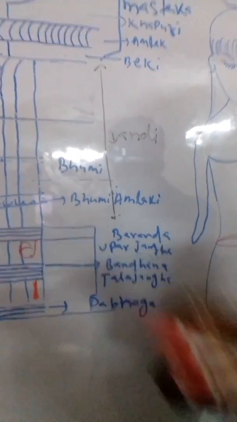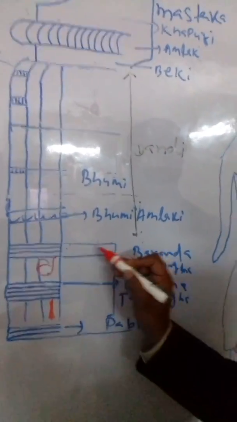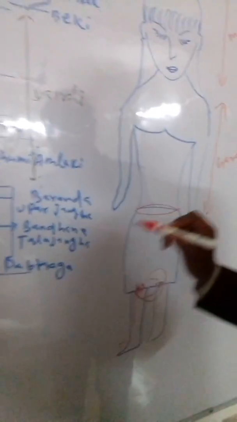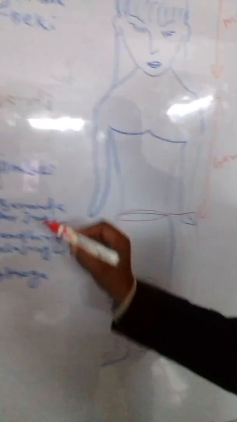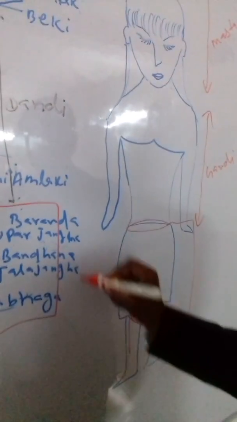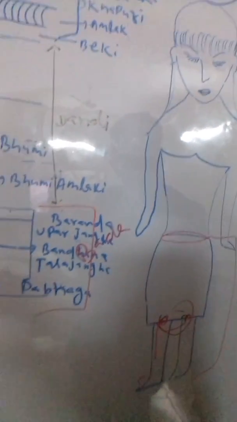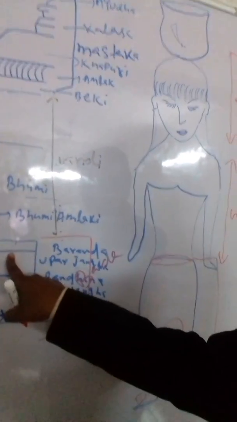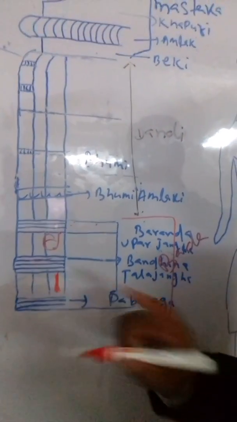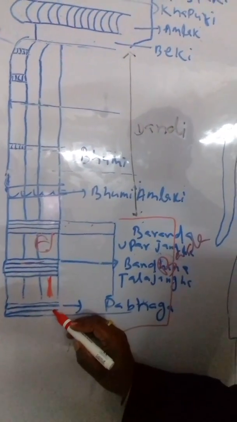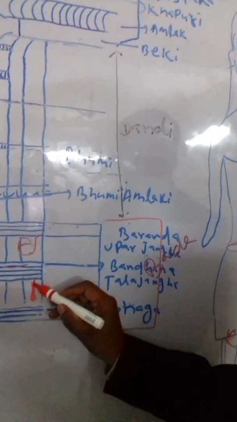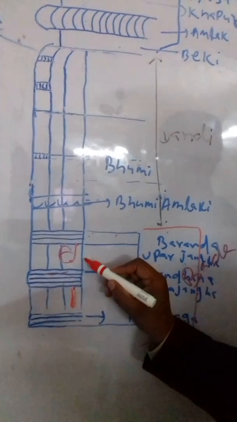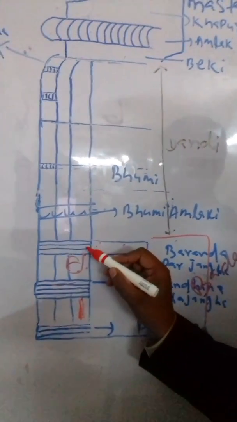Then the upparjangha, this is known as your upparjangha, and then there is baranda. Above baranda, in the temple architecture, it is known as bada. So bada includes pabhaga, tolojangha, bandhana, upparjangha, and baranda. Again, this is your pabhago, the leg or feet portion, then the tolojangho, then your bandhana, above it the upparjangha, and next your baranda.